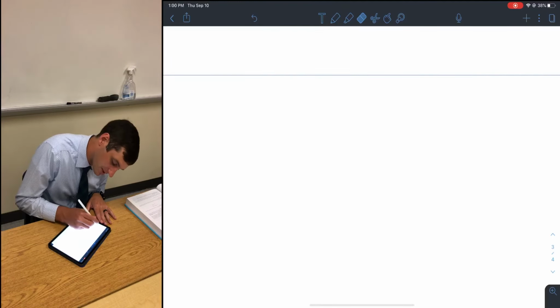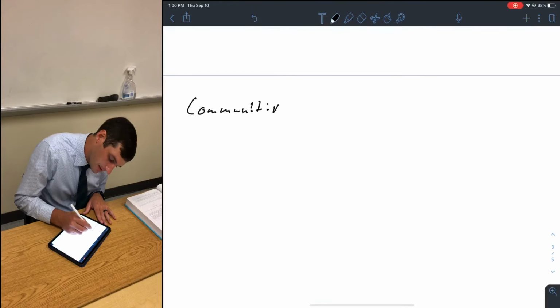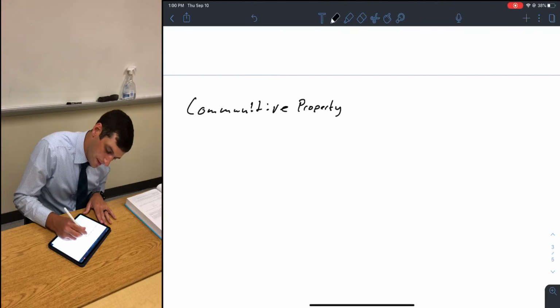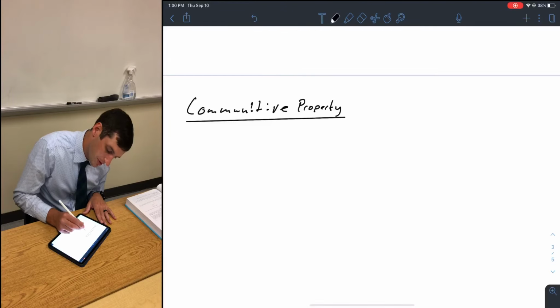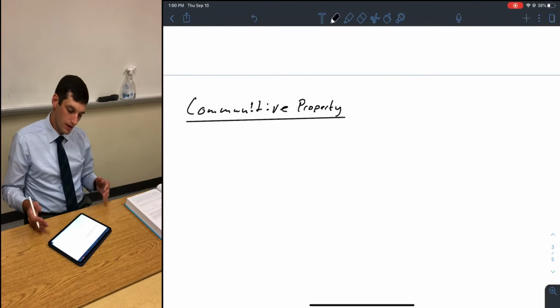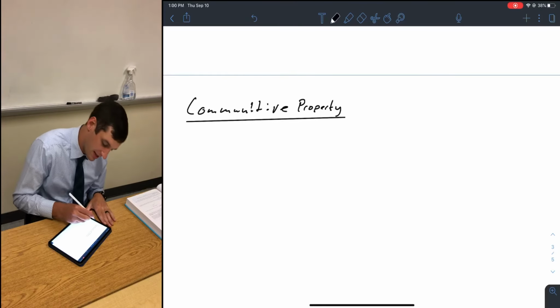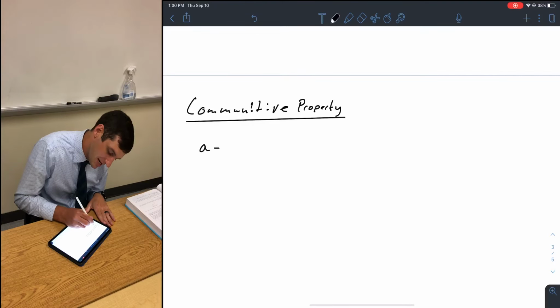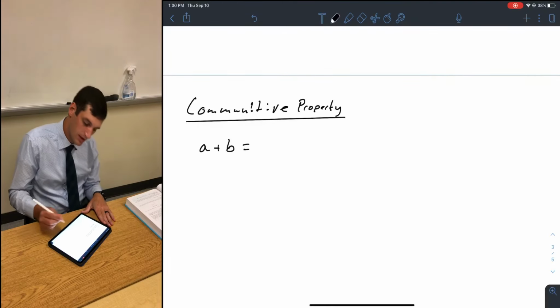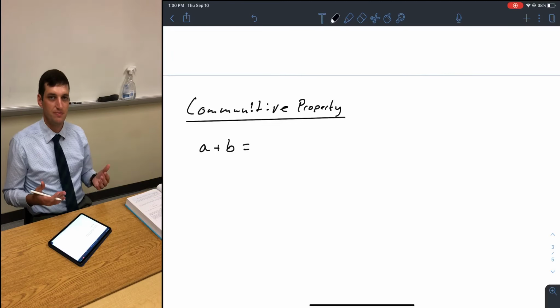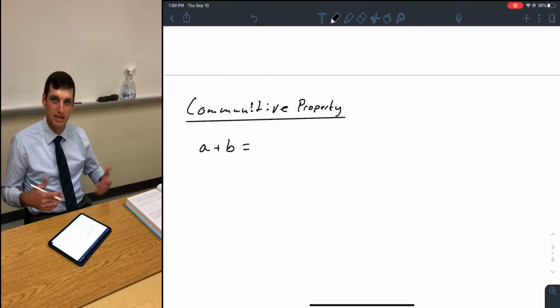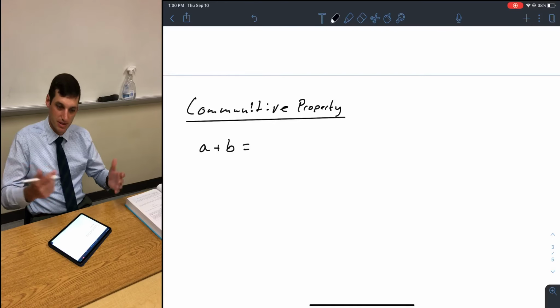The first property we're going to talk about is commutative property. Now, commutative property is things are commutative. They can commute, they can move, they can change. Okay, so let's stick with our A's. I'm going to add a B this time. So I can rearrange this as A plus B equals B plus A.